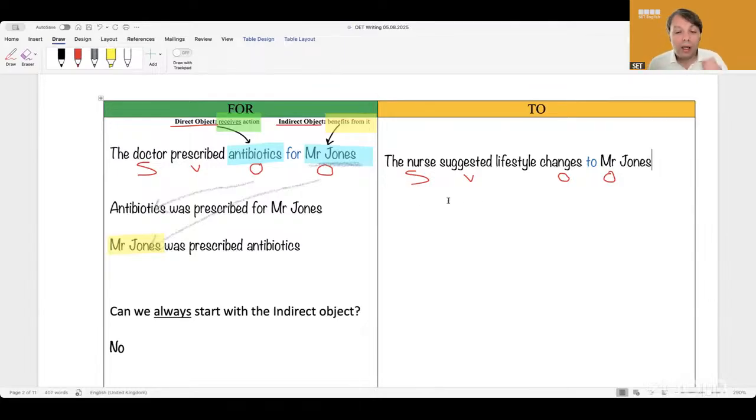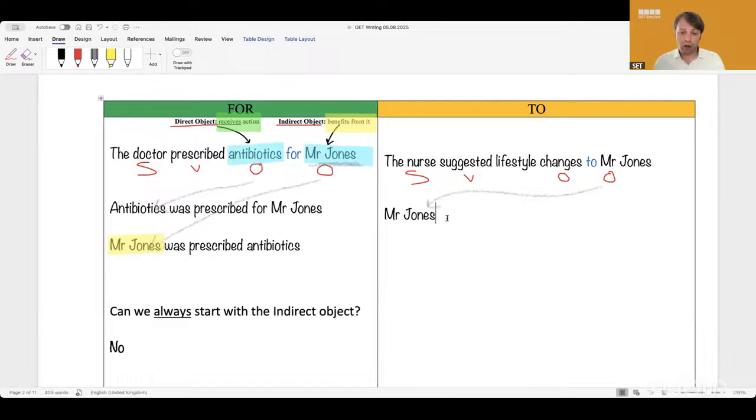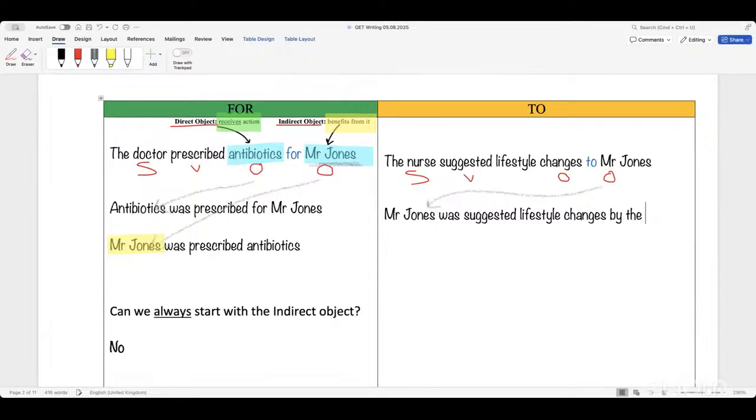Okay, so Hina, can you make me a passive with this one? Mr. Jones, can you make a passive? Mr. Jones was suggested lifestyle changes by the nurse. So is this correct, everyone? Correct or incorrect?